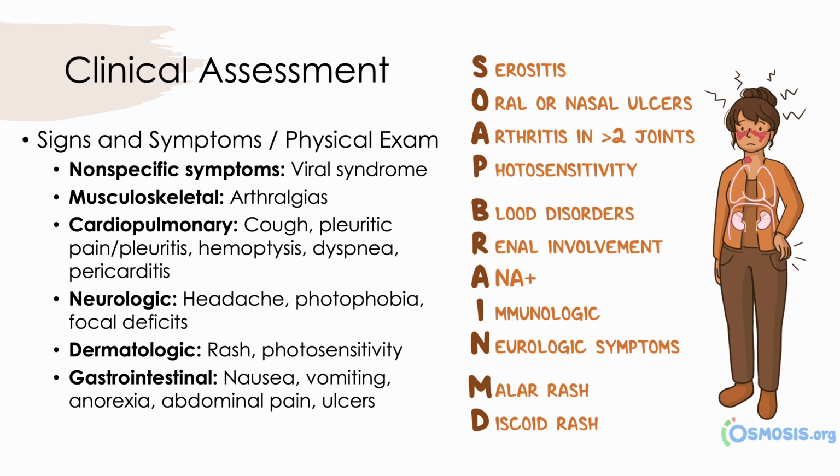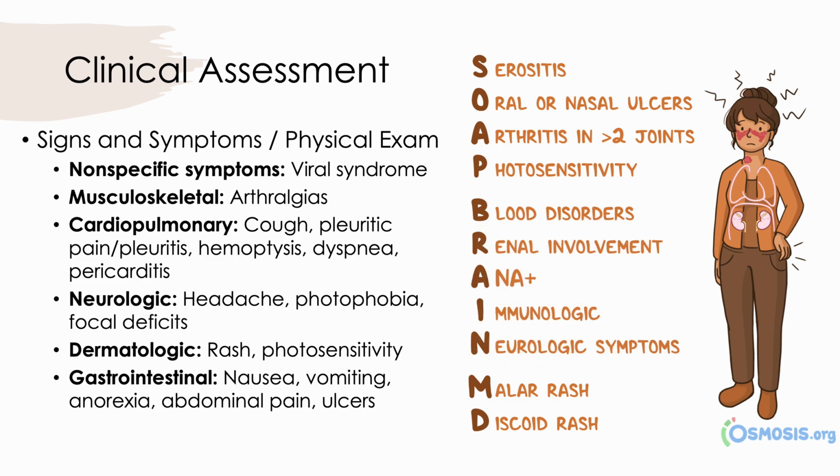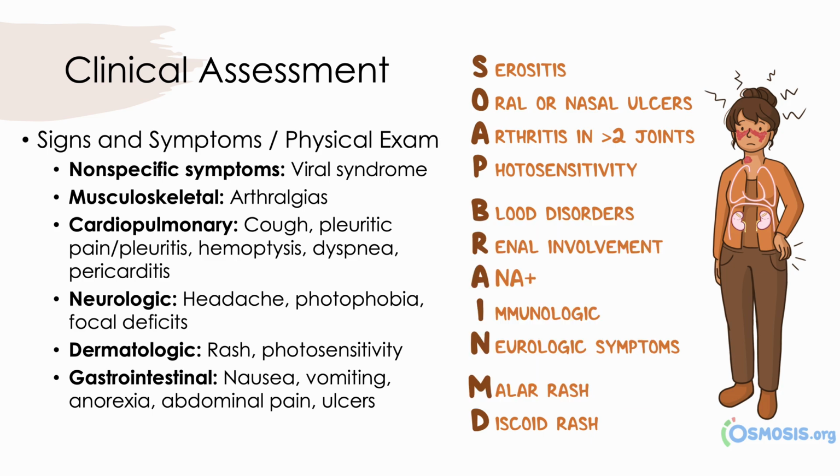A is for a positive anti-nuclear antibody test on blood work. I is for immunologic symptoms, N is for neurologic manifestations, such as discussed on the left side. M stands for malar rash, which is renowned for sparing the nasolabial fold. And D stands for discoid rash, which appears as round, deeper ulcerations, most commonly affecting the scalp and face.